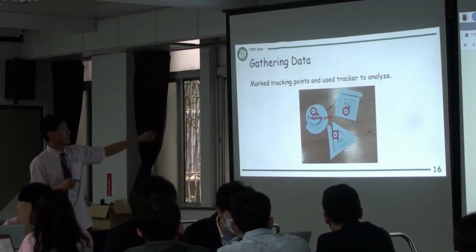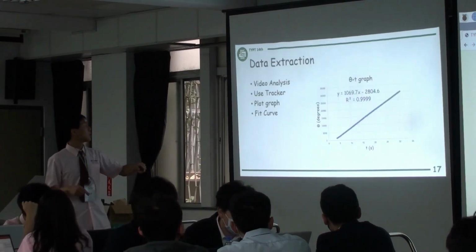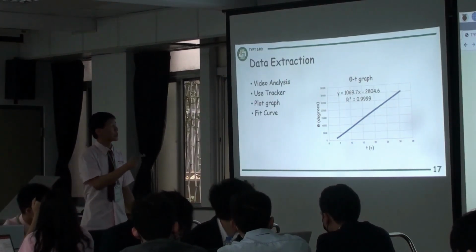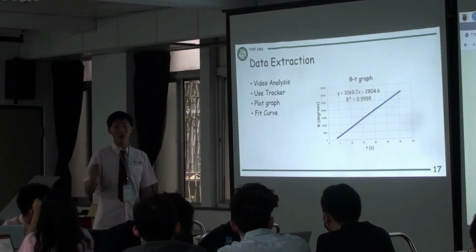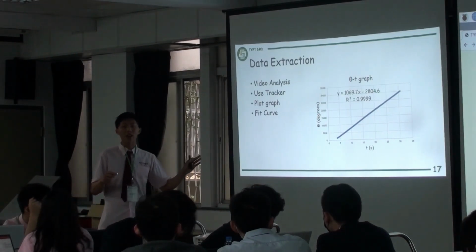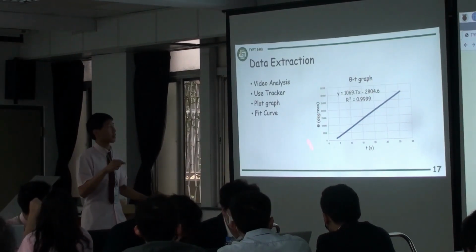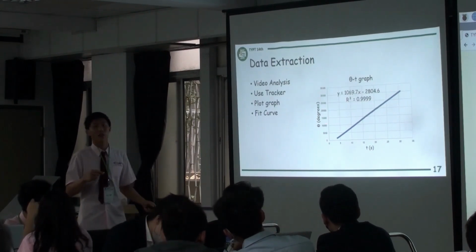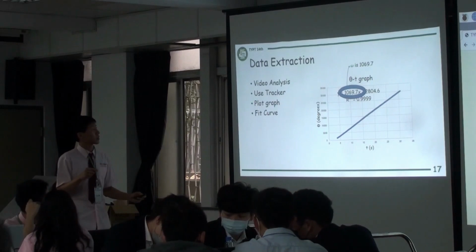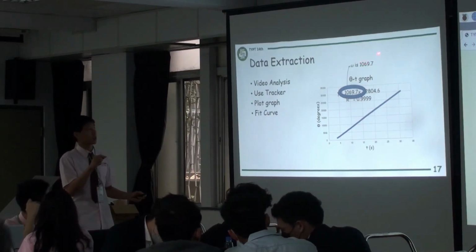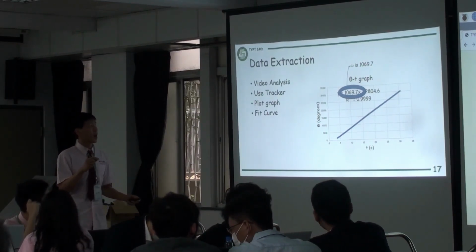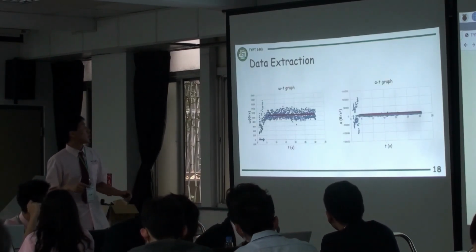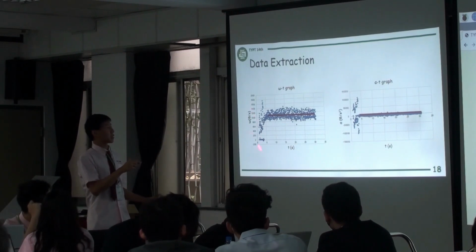Okay, so gathering data, we use Tracker. Data abstraction: video analysis, Tracker, plot graph, fit curve. So this is a θ-t graph. In the following experiments, we all use this way to find our angular velocity. We plot a θ-t graph, and we use the slope as the angular velocity. So omega here will be 1069.7 degrees per second.